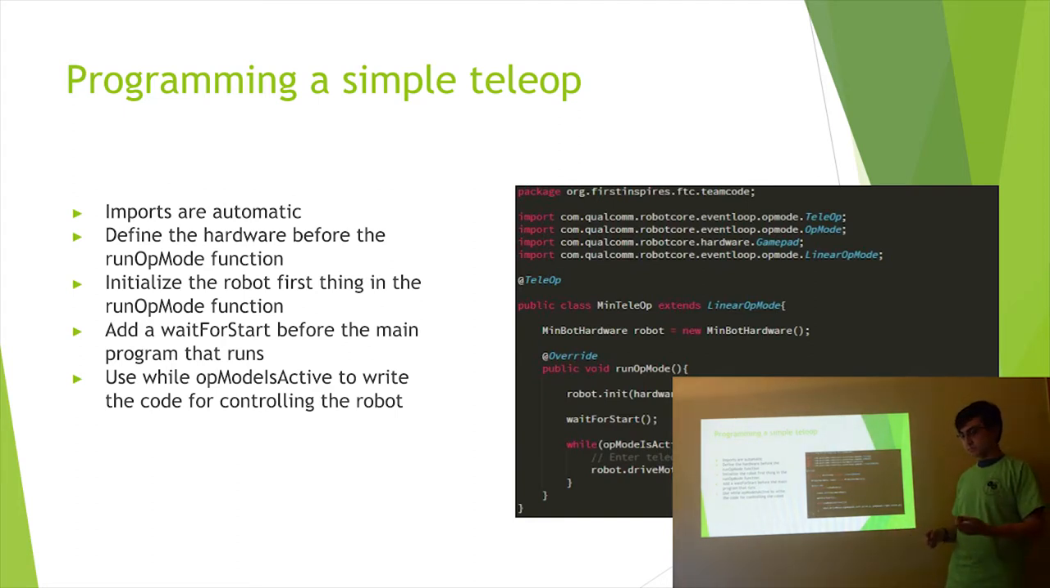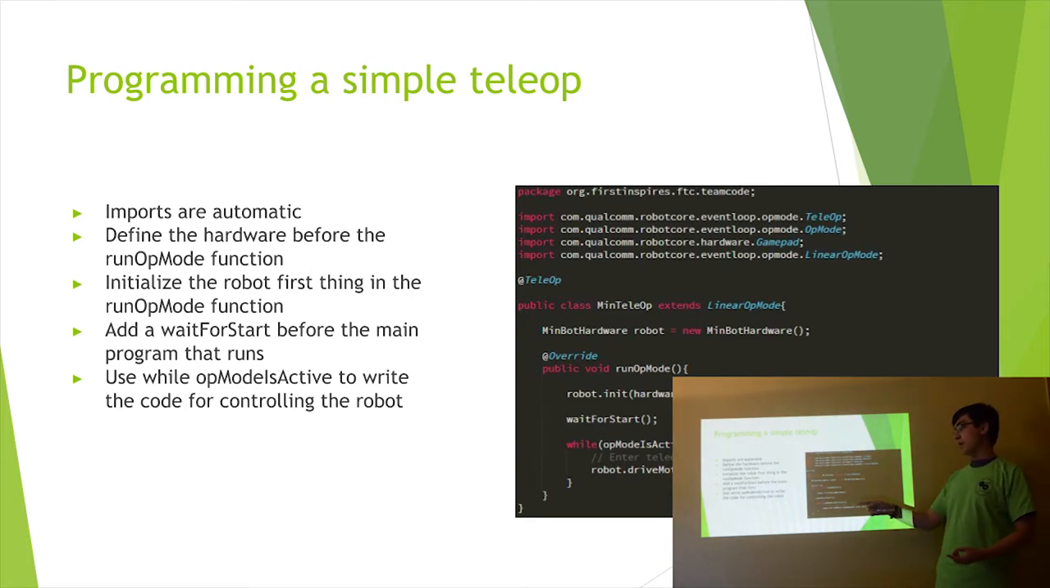So the structure for a teleop program is pretty simple. All of the imports are going to be automatic if you have the teleop op mode checked. Then all you need to do is, in the class, you need to create the robot object. This is what allows the program to reference stuff in the hardware file. And then inside the runOpMode function, which is basically what happens when you press initialize, it just runs through this code. And so then you want to initialize your robot, so robot.init, and then you want to wait for start, so that's just wait until you then press the second start button.